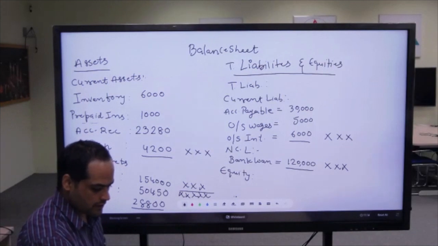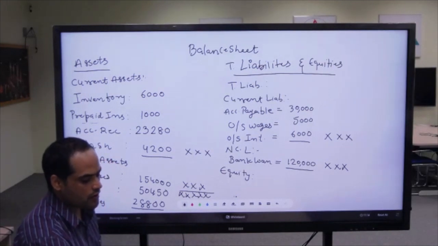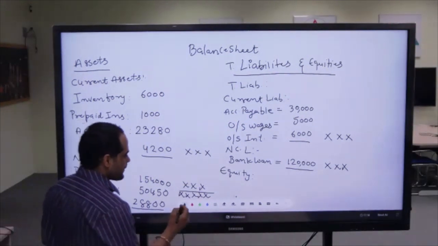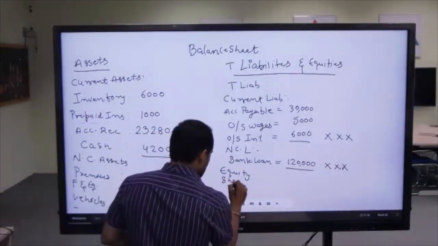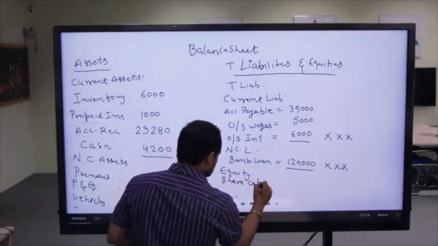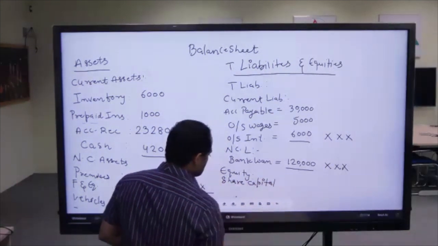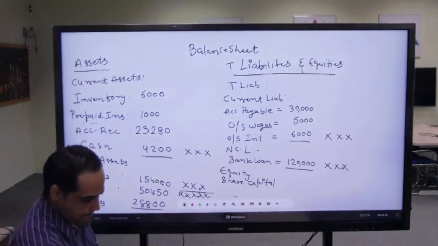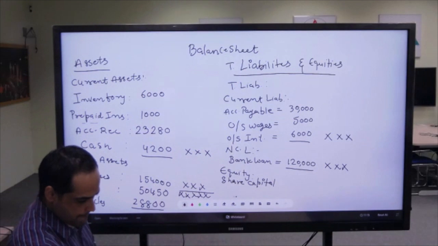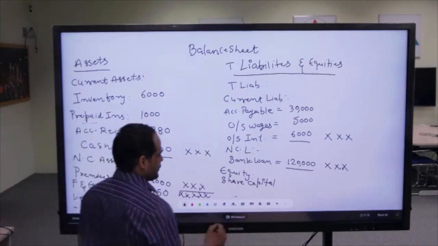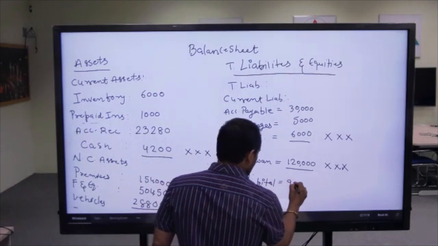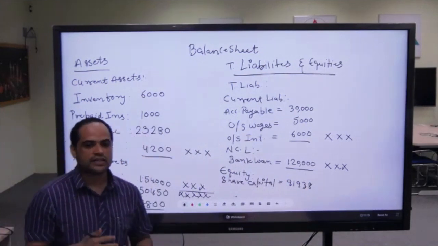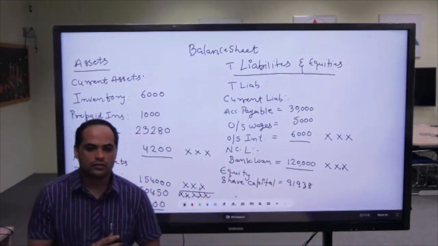Start with equity. Retained earnings, not now. Let's start with the first, which should be share capital, all right? Share capital. How much is share capital? 91,938. What is next? Retained earnings or net profit?